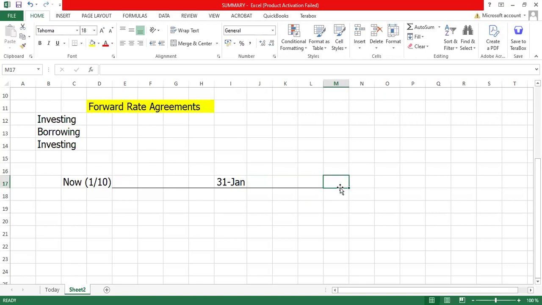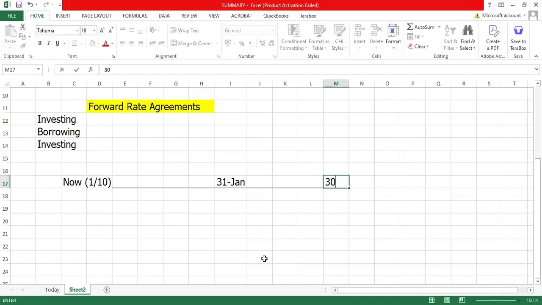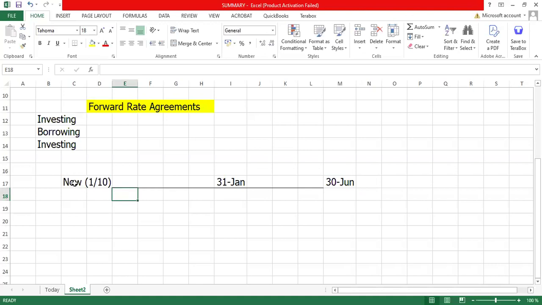That is until which date? Until 30th June, 2024. So from now to January, from 1st October to 31st January, how many months?